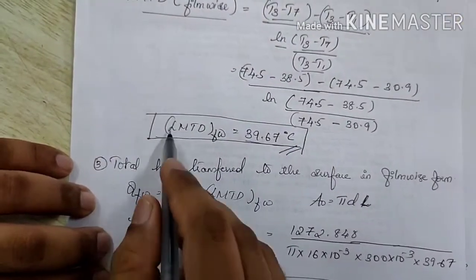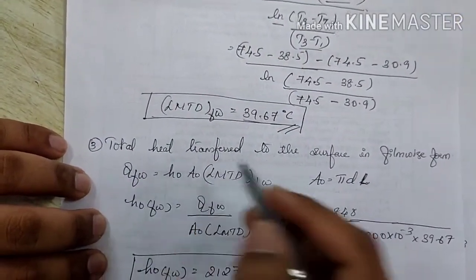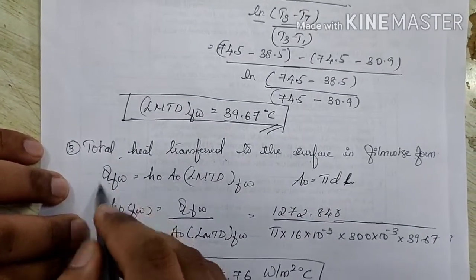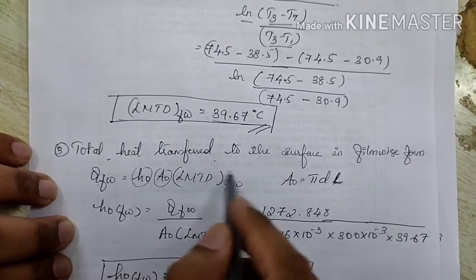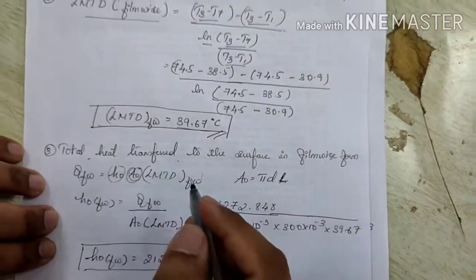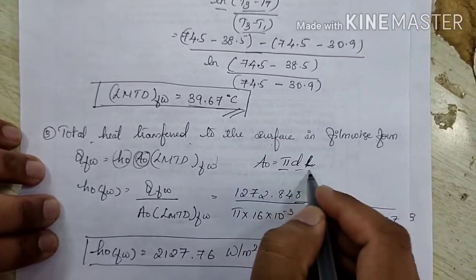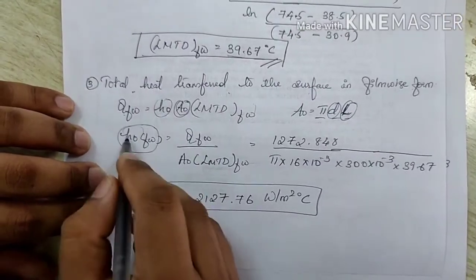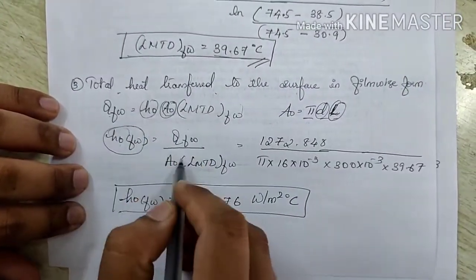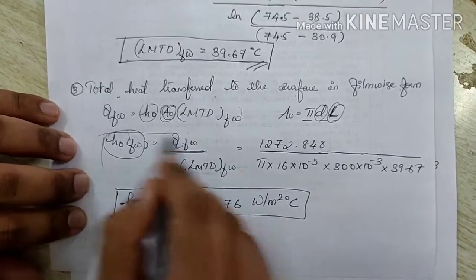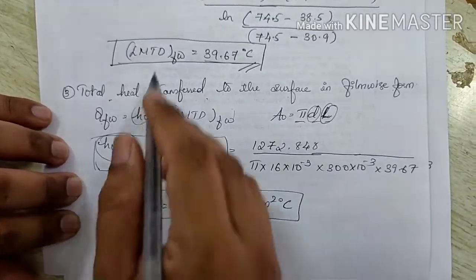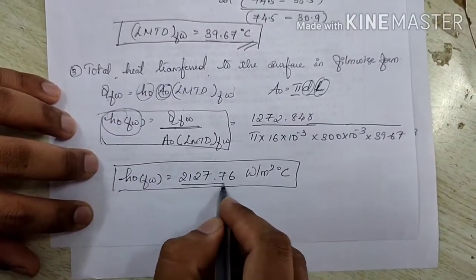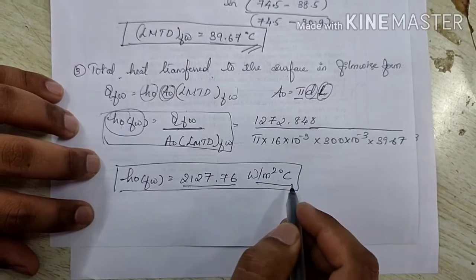So now the last part is to calculate the heat transfer coefficient. The total heat transfer to the surface in the film wise is given as QFW equal to H0 A0 into LMTD FW. A0 is the area of the tube, that is pi d l, where d is the diameter of the tube and l is the length of the tube. So I want the heat transfer coefficient, so I'll manipulate the formula, so I'll get this equation at the end. By substituting the values from the readings and from the above calculation, we are getting the answer as 2127.76 watt per meter square degree Celsius.